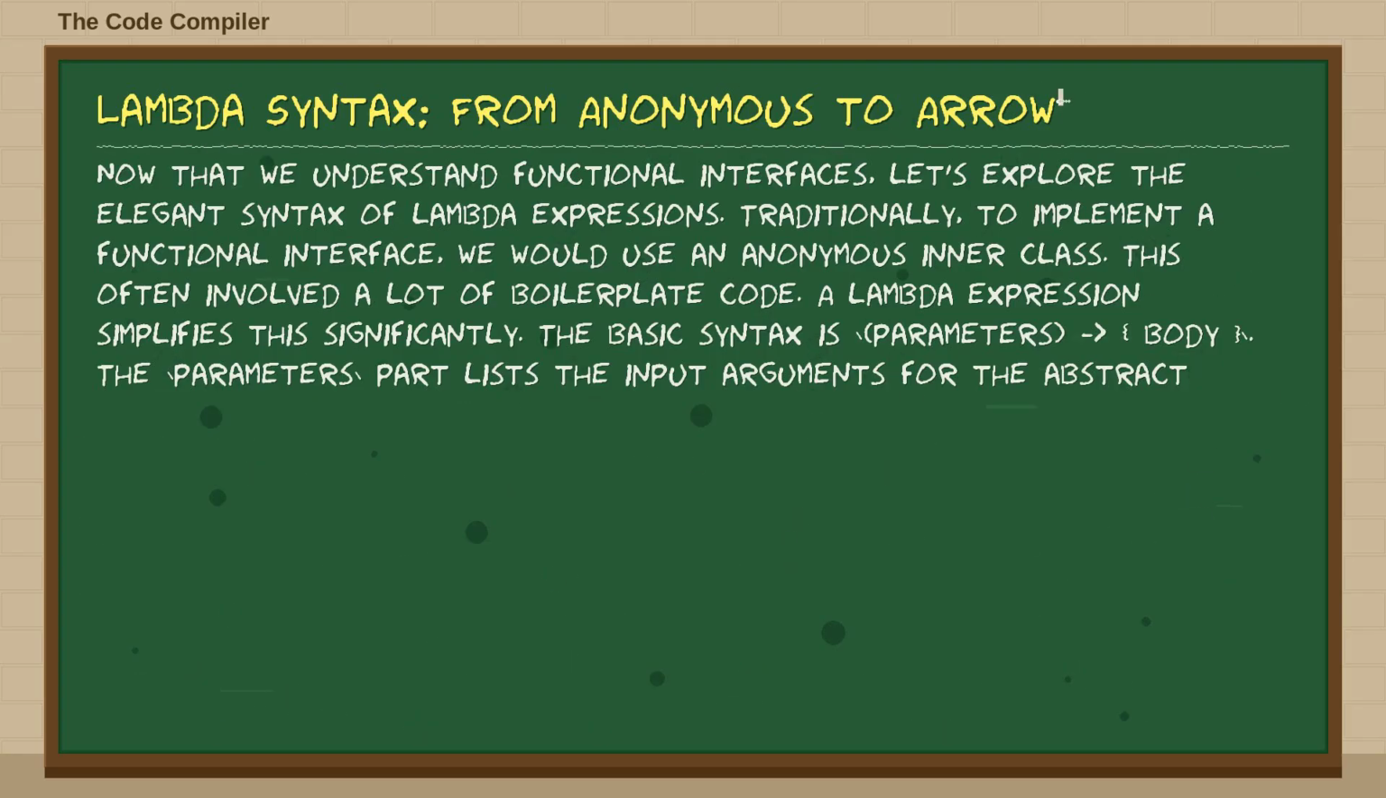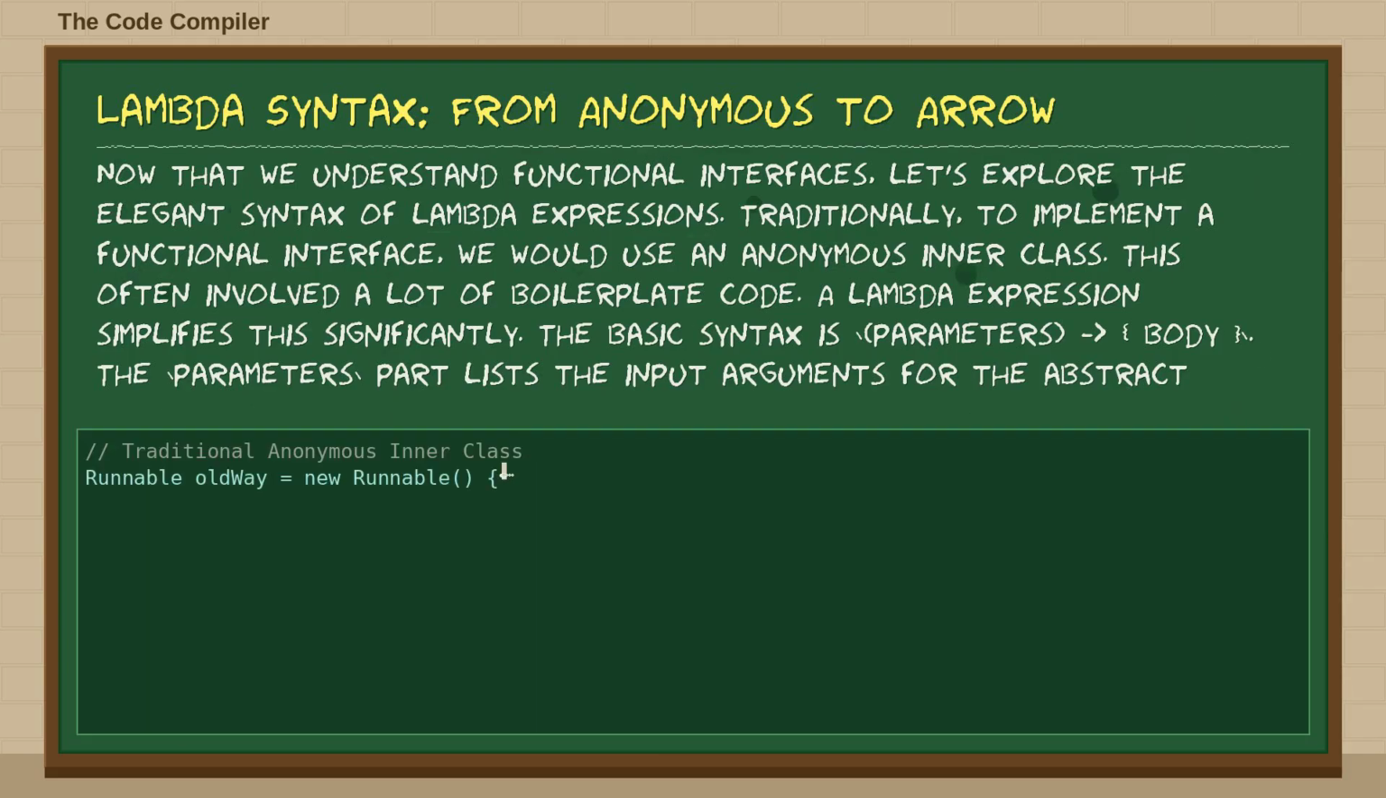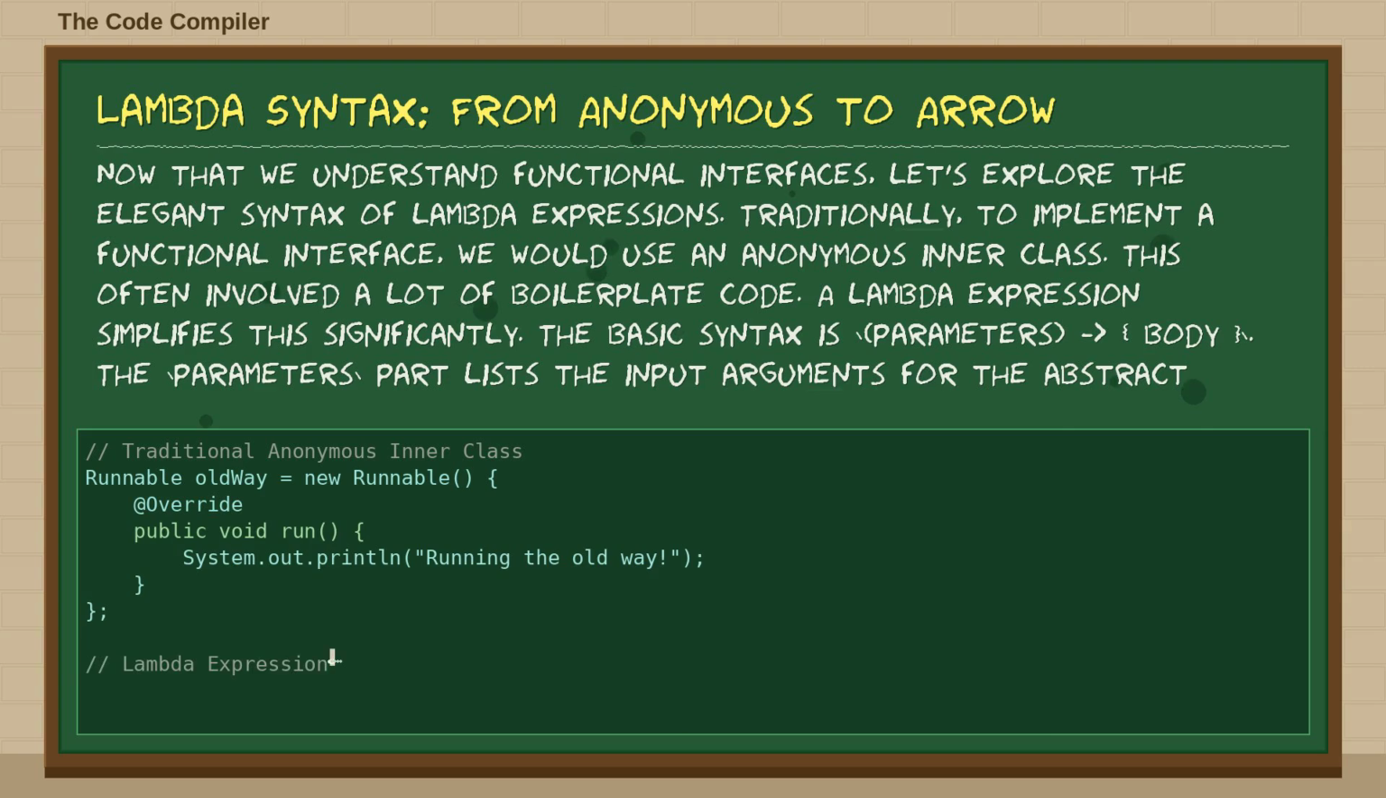If there is only one parameter, you can omit the parentheses around it. If the body is a single expression, you can omit the curly braces and the return keyword. This conciseness is what makes Lambdas so powerful and readable. Let's see a side-by-side comparison.